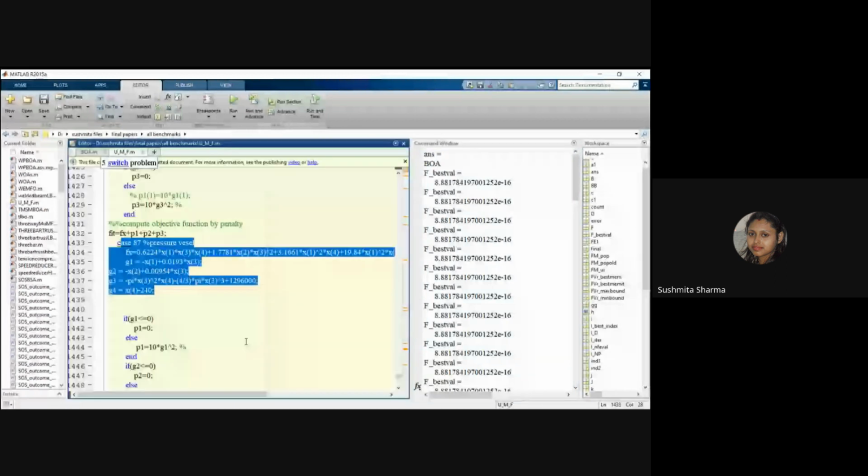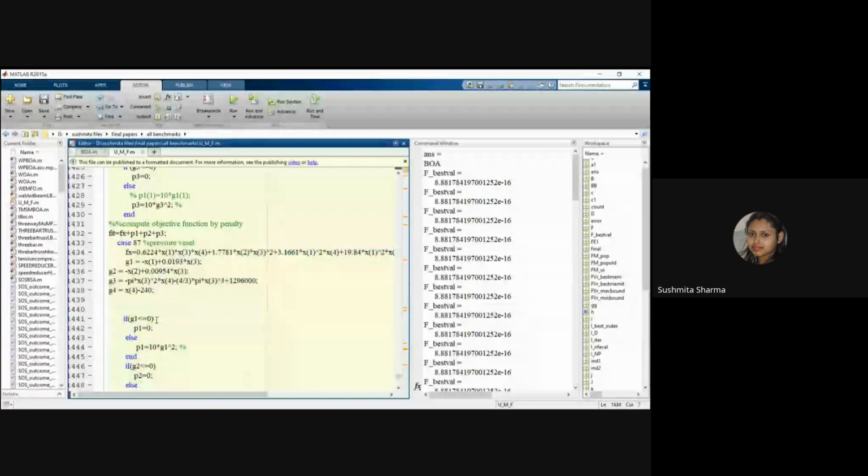So in real problems like pressure vessel design, see, an optimization problem may have some constraints. If it is a constrained optimization problem, then it would have some equality constraints and bounds, and other constraints we need to define over there. So here we use the penalty function. How to deal with this constrained problem? We use the penalty.